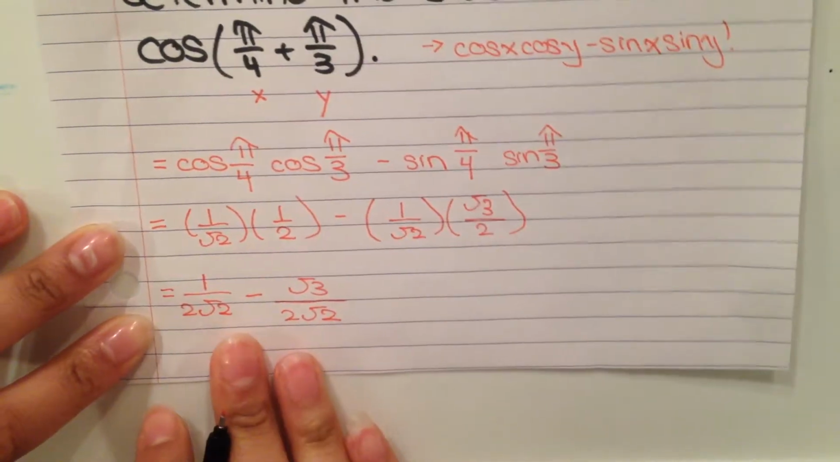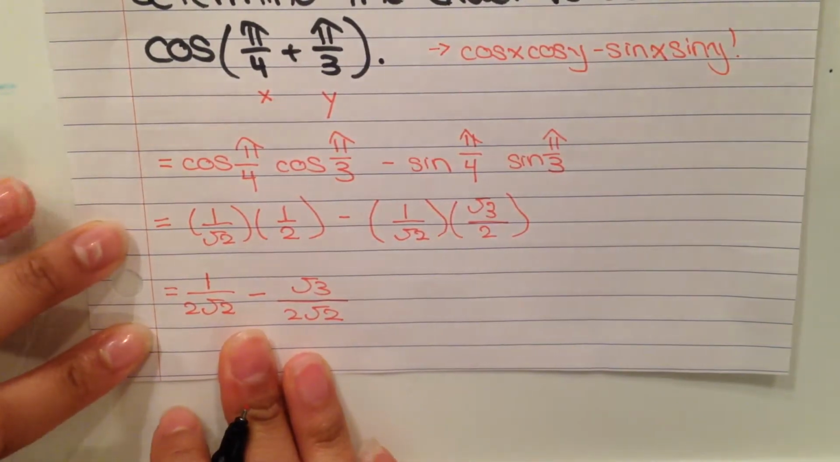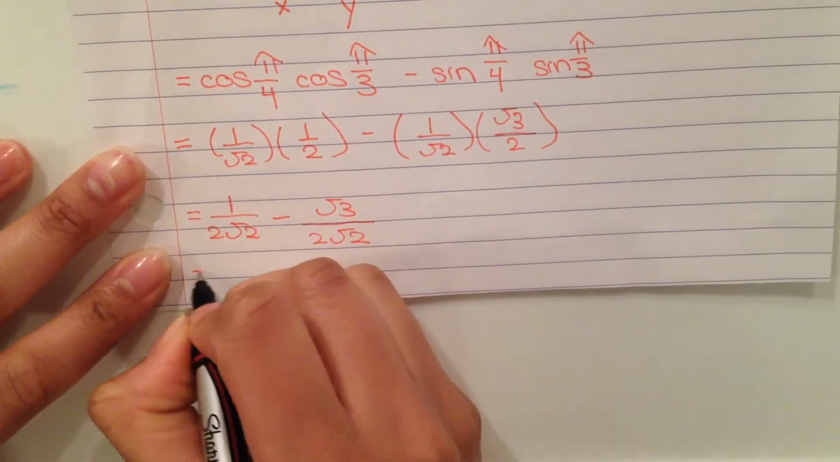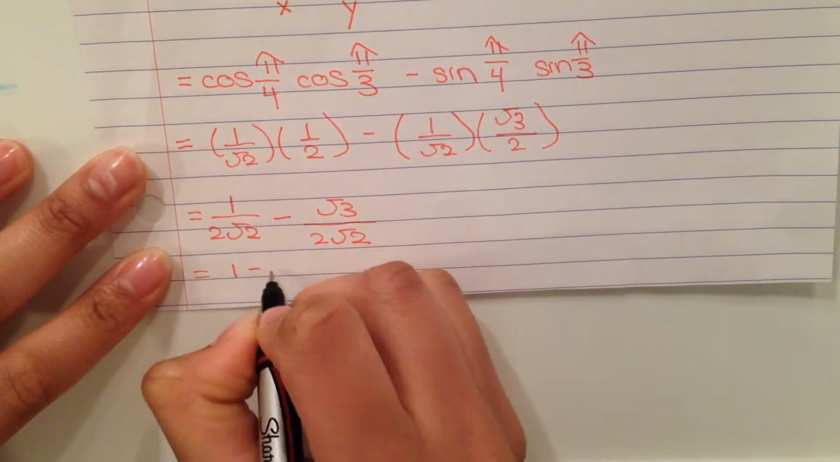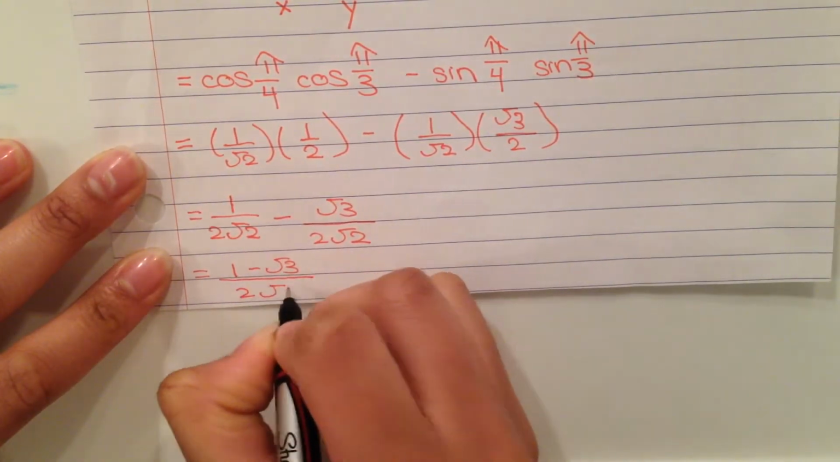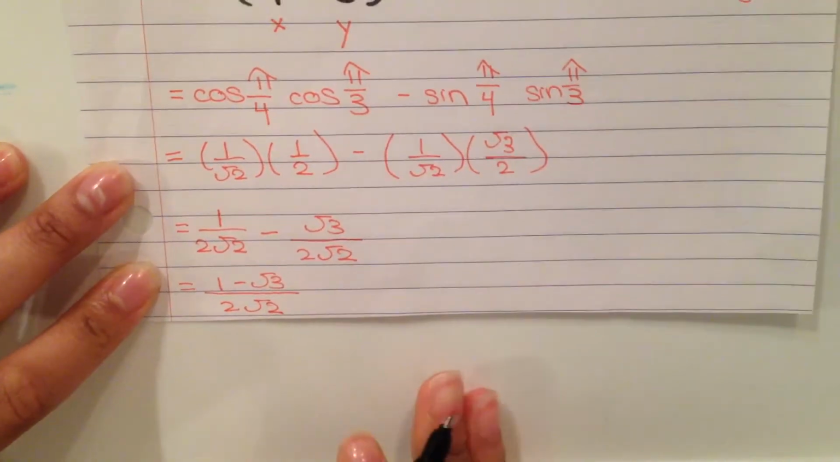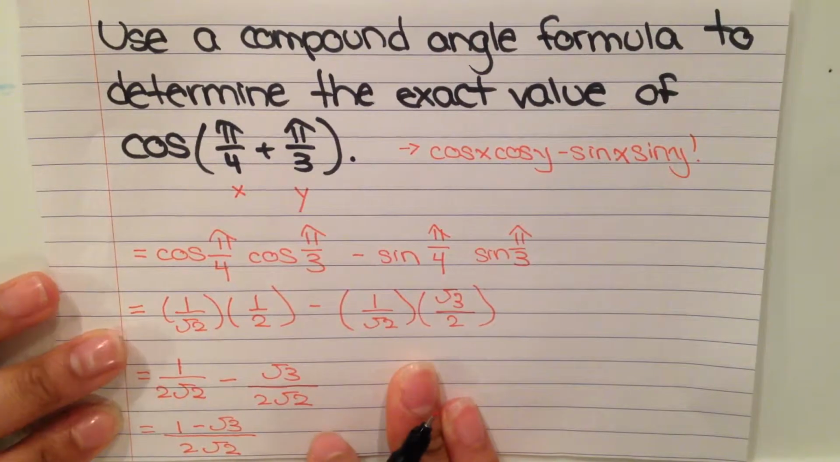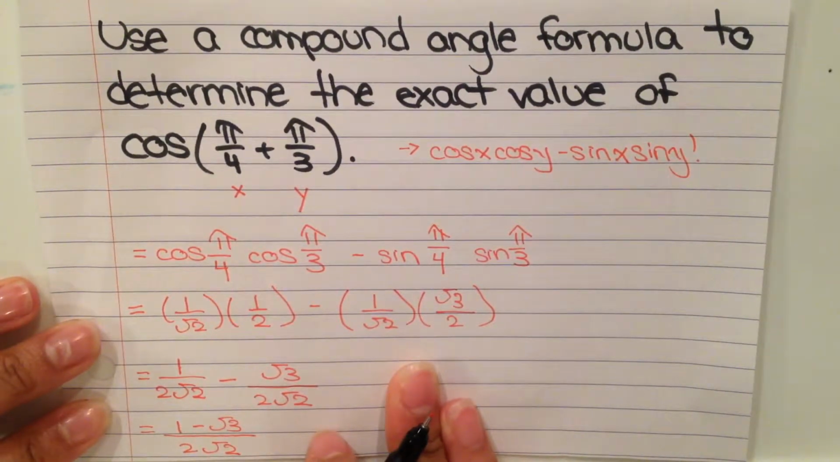And then now you can see both have the same denominator. So it makes it easy for you to just put into one expression, being 1 minus root 3 over a denominator of 2 root 2. So you could have just stopped here if you'd like to, but for the sake of this type of question, we are going to go a bit further and rationalize the denominator.